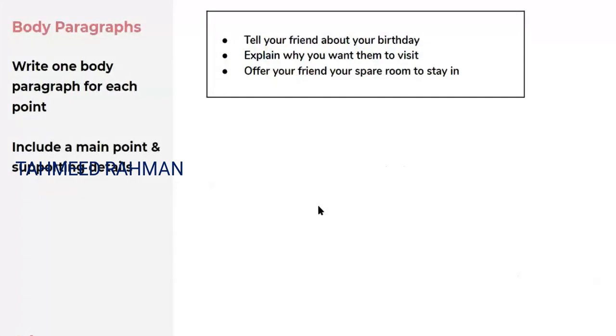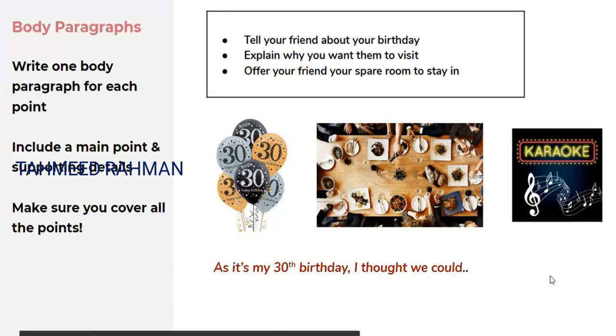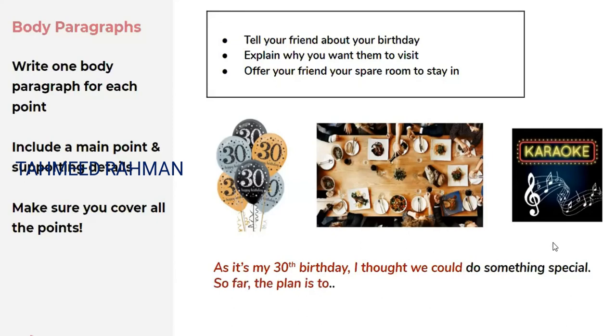Now, for the body paragraph, we are going to write separate body paragraphs for each of these bullet points. We're going to include the main idea and give some supporting details, and we're going to make sure we cover all the points. Okay, so the first thing is, it's your 30th birthday, and you want to celebrate it. You want to do something special. So, "As it's my 30th birthday, I thought we could do something special."